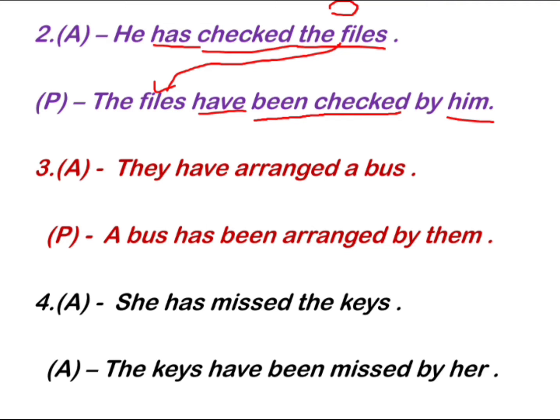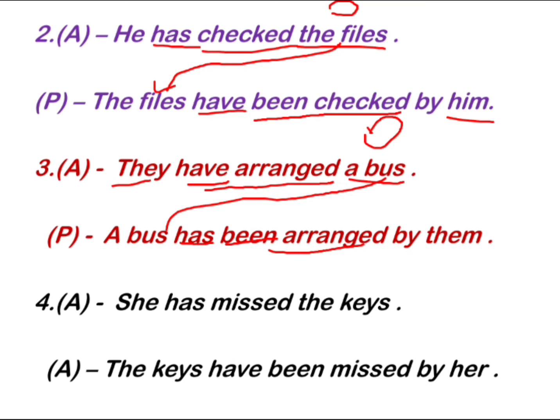The next sentence, they have arranged a bus. They is a plural form, so we use have. Have arranged is the verb. What did they arrange? A bus. So bus is the object because it answers the question what. So the object becomes the subject of the passive voice. So a bus. Here bus is singular, so we use has. Been is the be form of verb, so we use been. Arranged is the past participle, and they is changed to them in the passive voice. So: a bus has been arranged by them.